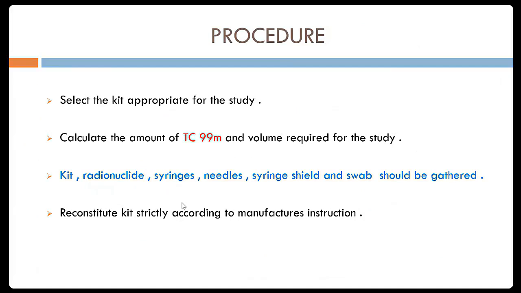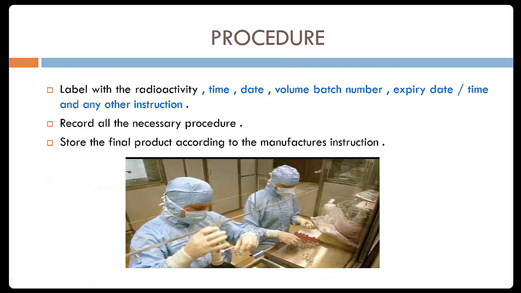So going to the procedure, how you make the cold kit. First we have to take the appropriate kit for each radiopharmaceutical, for example MDP, DMSA. For each one there will be a specific kit, and we have to calculate how much technetium volume is required. We need the kit, the radionuclide technetium-99, syringe, needle, shielding for the syringe, swab, and all. We have to make this kit according to the manufacturer's instructions.